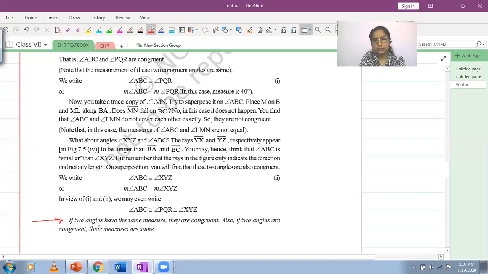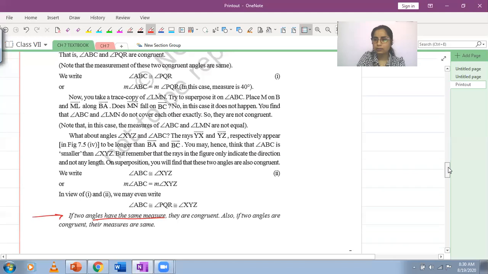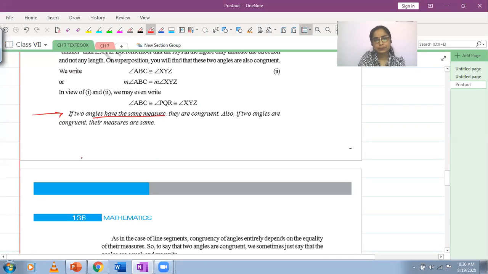If the angles have the same measure, you only have to check their degree measure. And I think you remember how we measure an angle. What do we use to measure an angle? Protractor. If you use a protractor and find that the measure of two angles is the same, you will say that the angles are congruent.